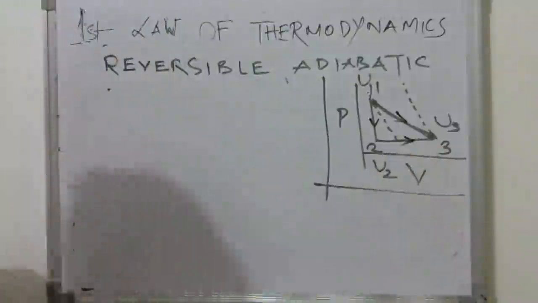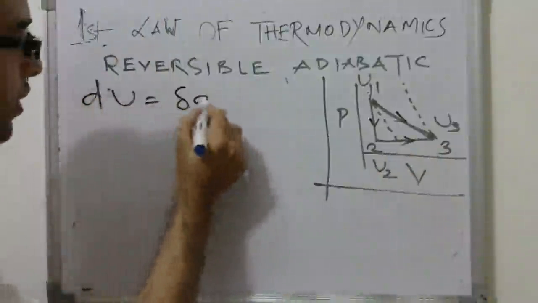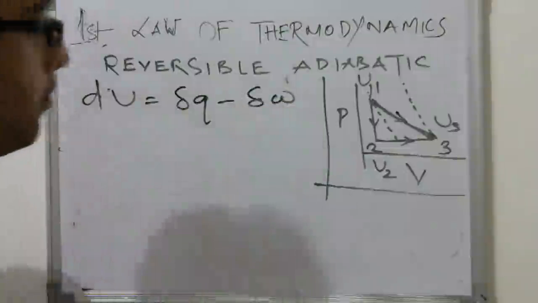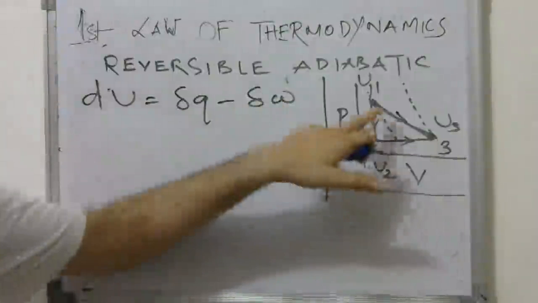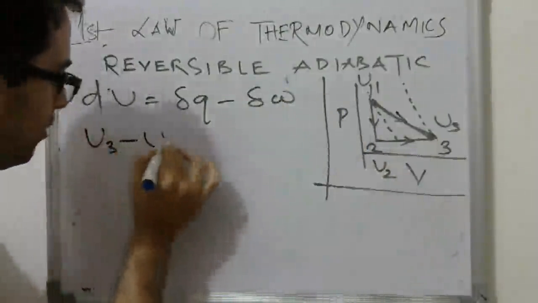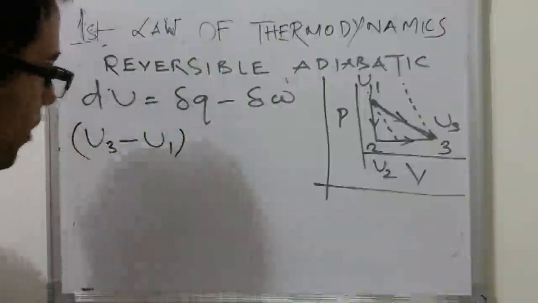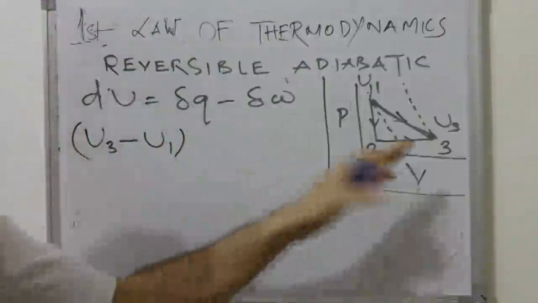So what we are interested in is the first law of thermodynamics. What does it say? Same again, del U is equal to del Q minus del W. The first law of thermodynamics. So what is your final state? U3, and your initial state is U1. So your dU is U3 minus U1, right? So I can always write U3 minus U1.